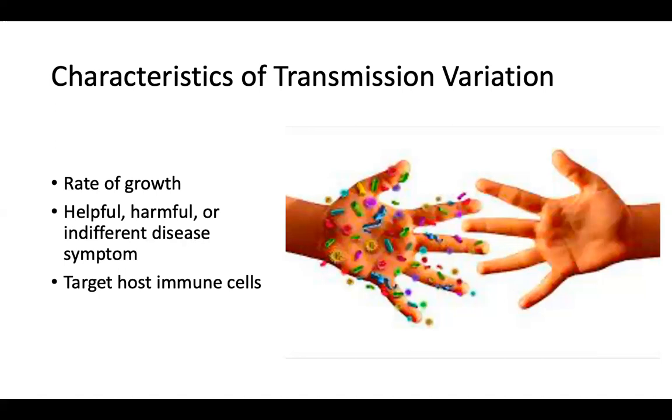Now, the ability for a pathogen to target and kill host immune cells also applies to transmission, because if a pathogen can kill host immune cells, it doesn't have any need to transmit to other hosts very quickly, versus a pathogen that can't target host immune cells will have to transmit to other hosts quickly before the immune response kills them in that host.